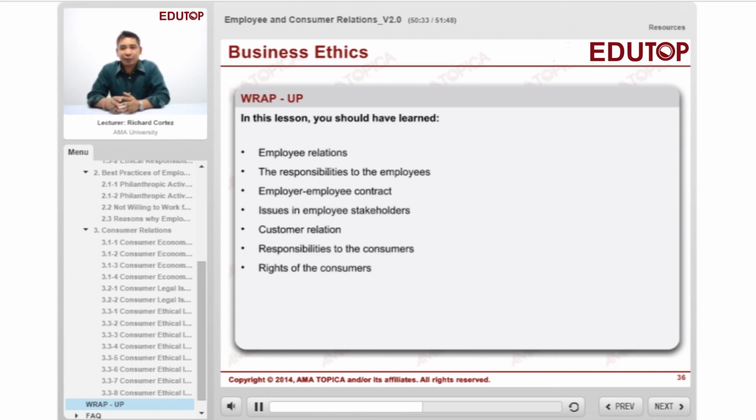In the last part of our topic, we enumerated several rights of the consumer. And for that topic, we are now leaving you. For our next topic, lesson number 5, we'll talk about community relations, strategic philanthropy, and technology issues. Up to this point, I want to leave you with lesson number 4.